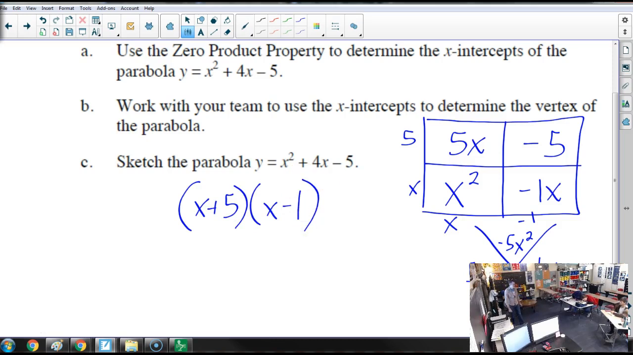Now be careful, do not fall into the trap of thinking that means your zeros are 5 and negative 1. They're the opposite. Negative 5 and positive 1. So this tells me the 2 points, negative 5, 0.